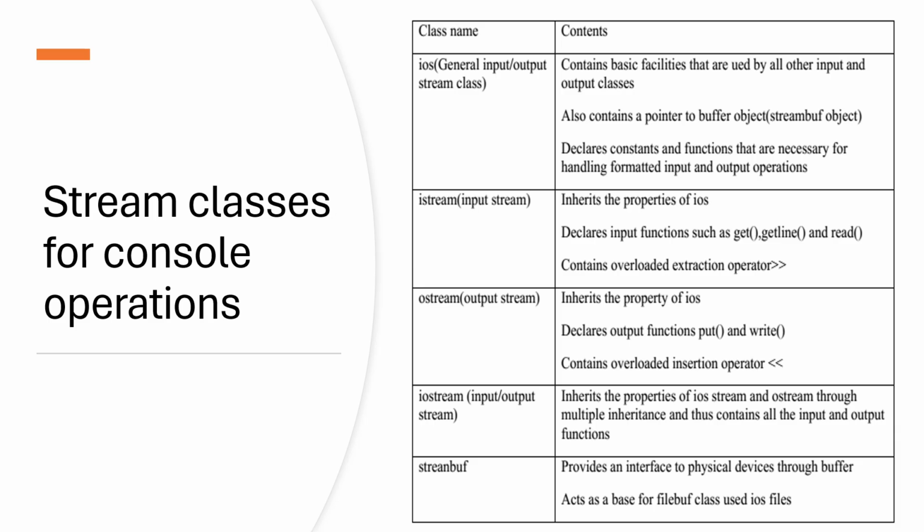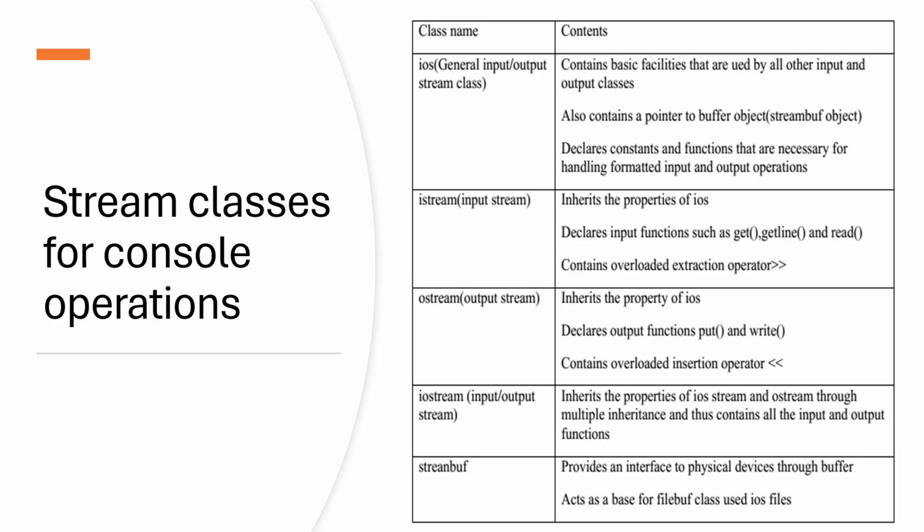What does it contain? It contains basic facilities that are used by all other input and output classes. So it is handling the input and output classes. That is what all programmers need. It also contains the pointer to the buffer object. In the buffer, what are they doing? They are storing temporary data. They can use only the temporary storage. That is what is used with input and output. All the temporary storage is stored in the buffer object for future use.